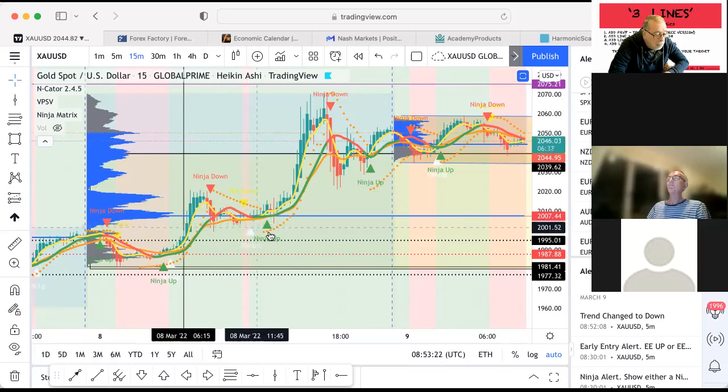The next opportunity would come into this where the green Ninja Matrix up occurred here, followed by a Ninjacator up and a separation of the 5 MA from the 13 MA. So we're looking at a potential buy.